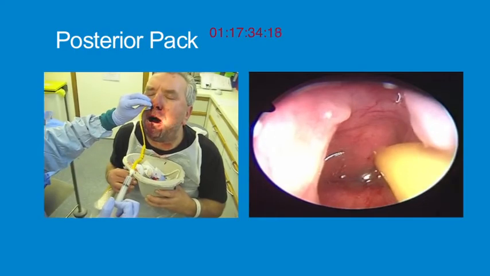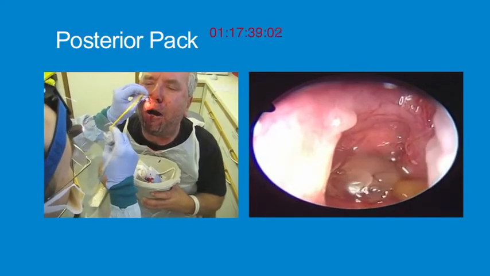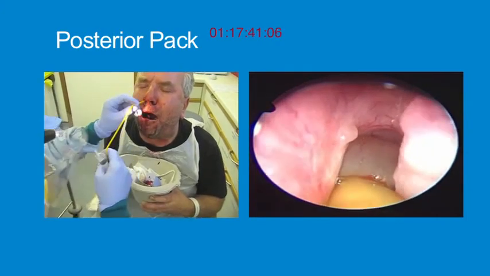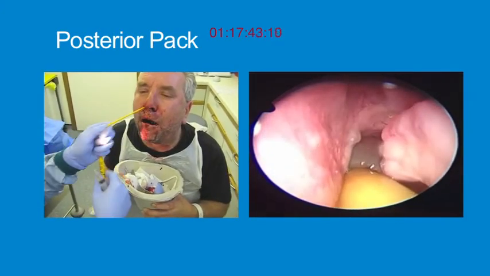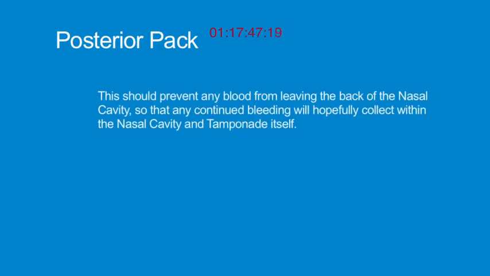Withdraw the catheter so that the balloon lodges in the posterior choana. Ask the nurse to hold the catheter under tension. The balloon will be closing off the posterior choanae, sealing the back of the nose. This should prevent any blood from leaving the back of the nasal cavity, so that any continued bleeding will hopefully collect within the nasal cavity and tamponade itself.